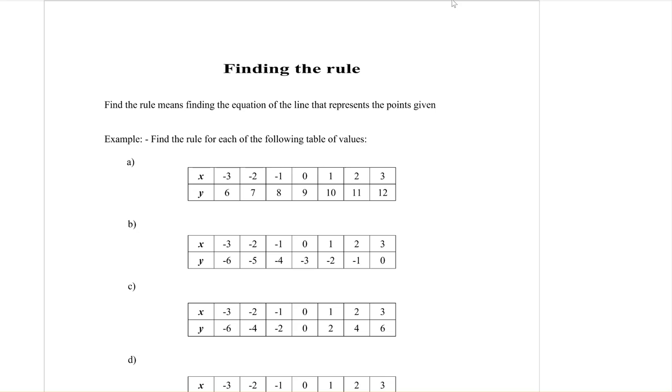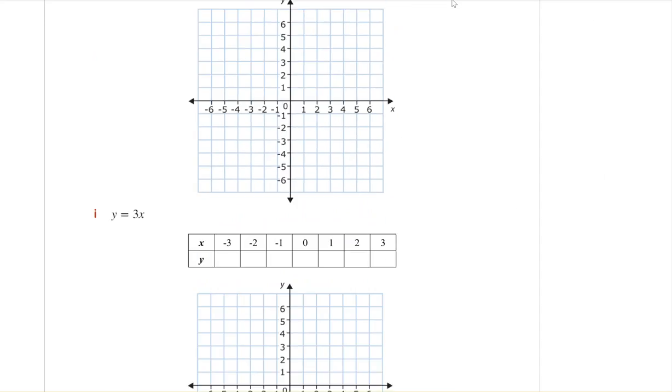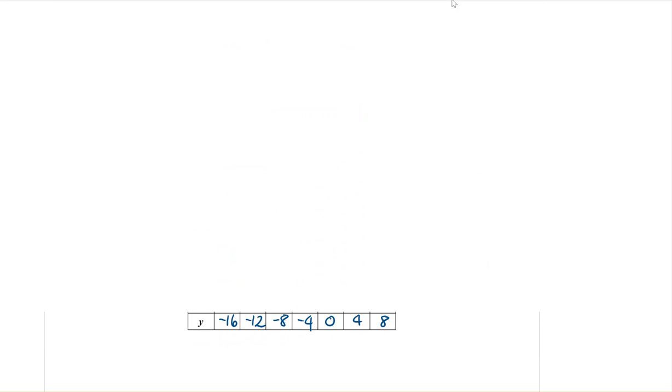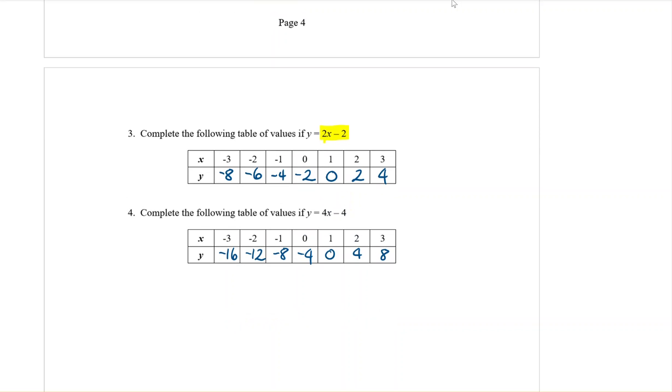So today what we're trying to do is find the rule. If I give you a table, the rule is like y equals 2x plus 1, those kind of rules that I was giving you last lesson. So let's just have a quick look back. If I go back to last lesson, this is what we did. We were filling in tables like this.